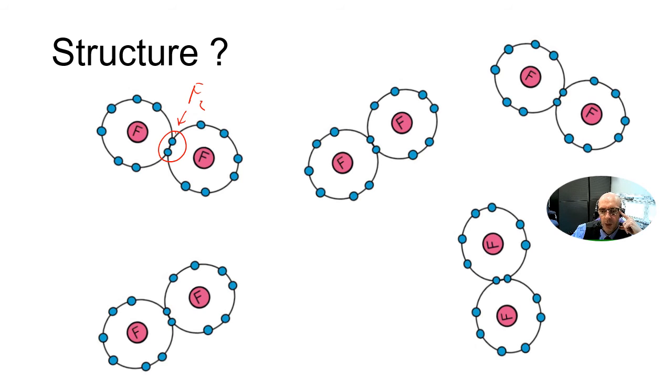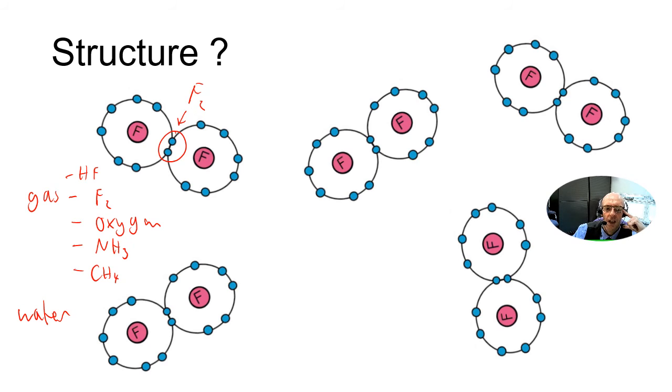Now, some people overcomplicate this, but I actually think it's really easy. Fluorine is a gas. So, F2, fluorine is a gas. Oxygen, we've done that, it's a gas. Water, put that down here, that's a liquid. We've done NH3, gas, ammonia. We've done CH4, methane, gas. We've done hydrogen fluoride, gas. So the structure is they are gases or liquids?